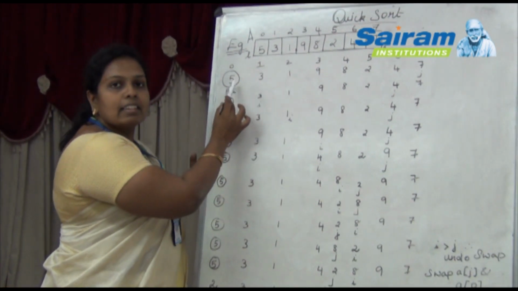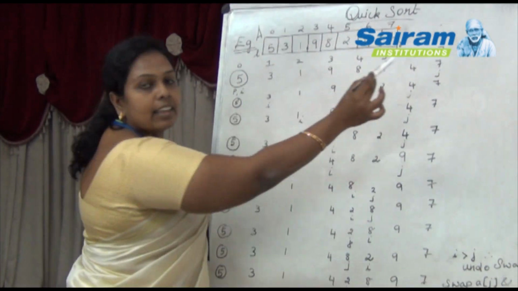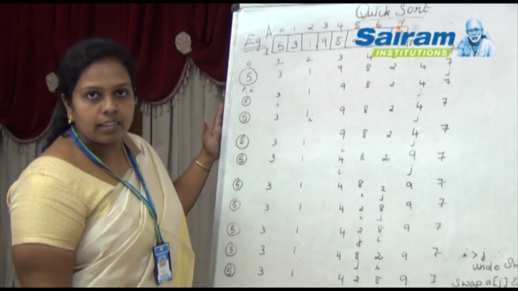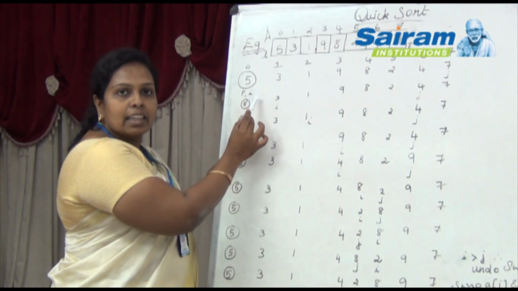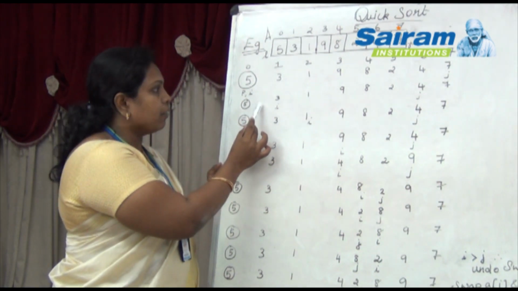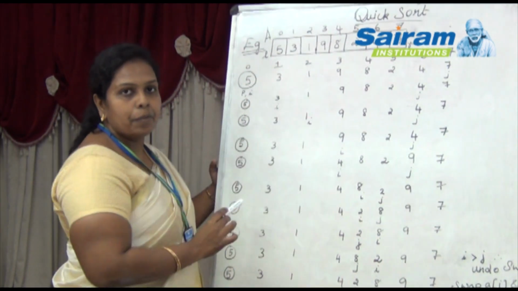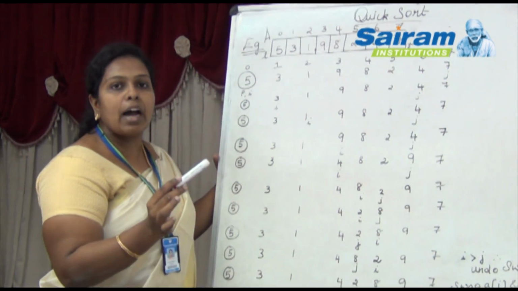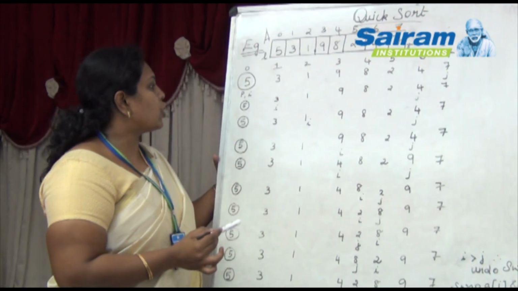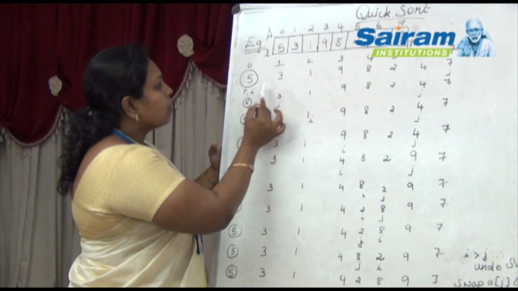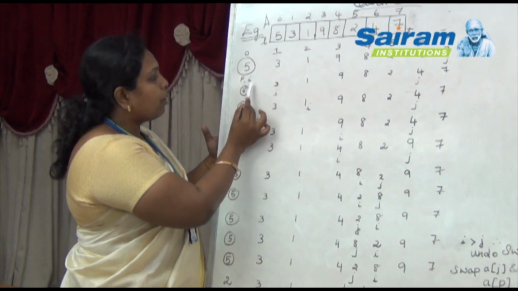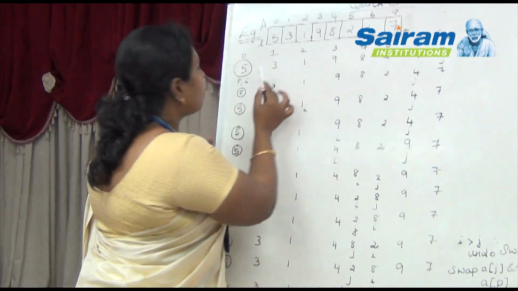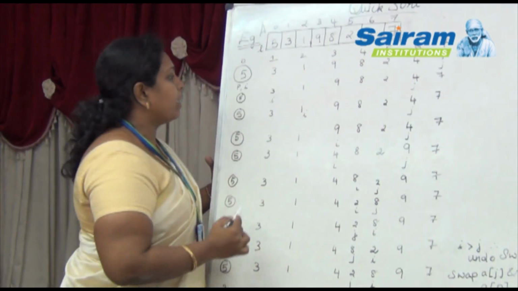Then, take the leftmost position as i and the rightmost element as j, which is the n minus 1 element. If A of i is less than or equal to pivot, increment i. If A of j is greater than or equal to pivot element, decrement j. Now, A of i is equal to pivot, so increment i. A of j is greater than pivot, so decrement j.